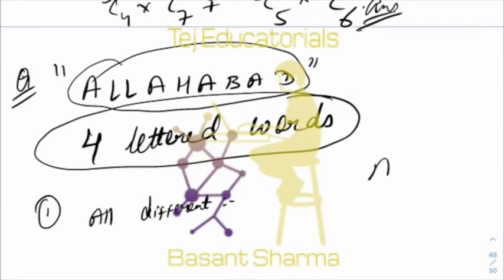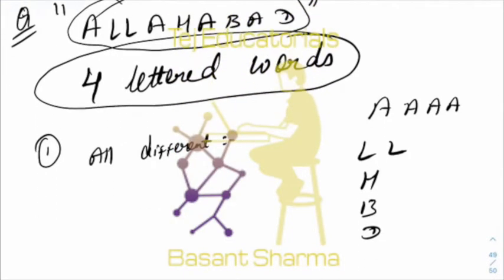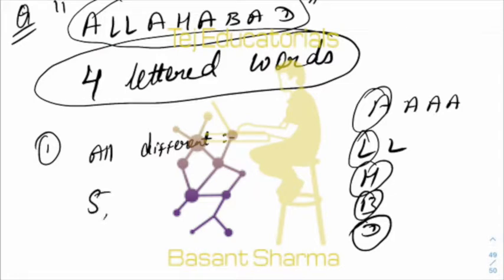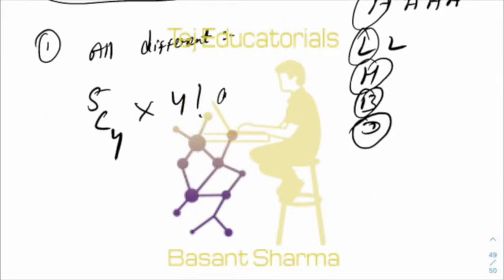You have 4 A's, 2 L's, 1 H, B, and D. If you want all different, how many different letters do you have? There are 5 different letters. So select any 4 out of them, and then permute them in 4 factorial ways. So this is the answer for the first part.